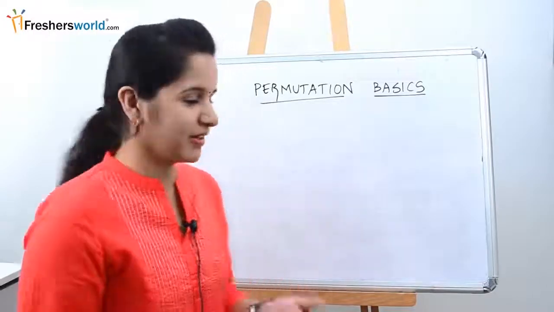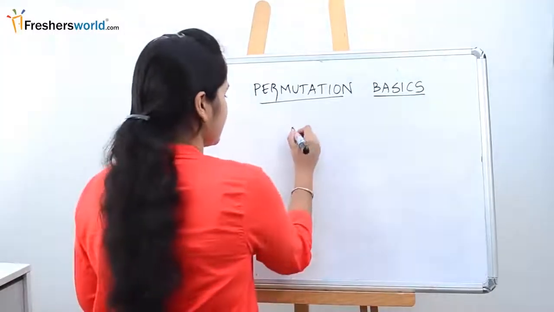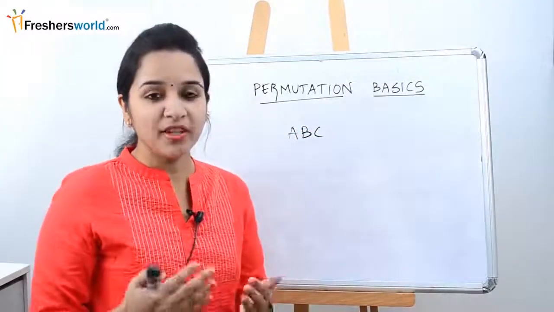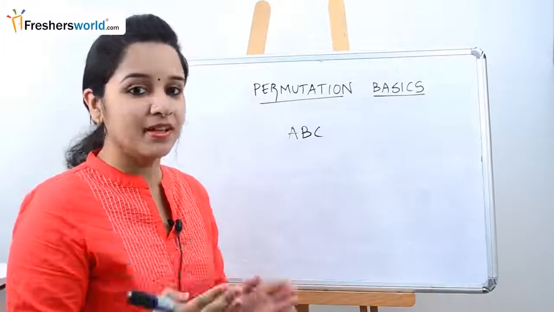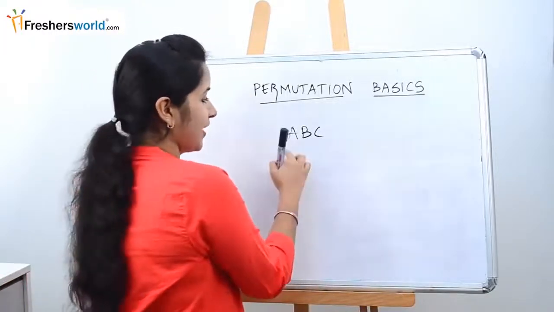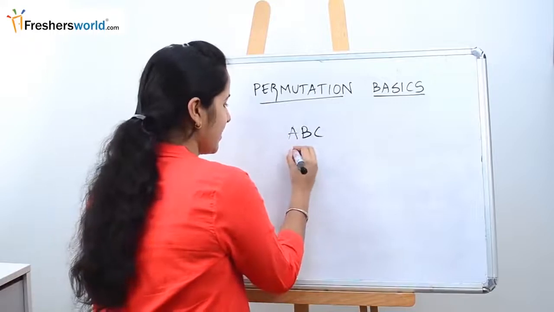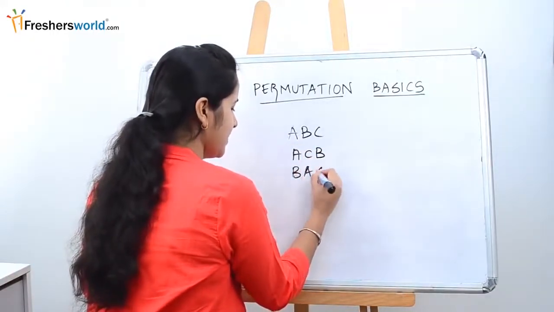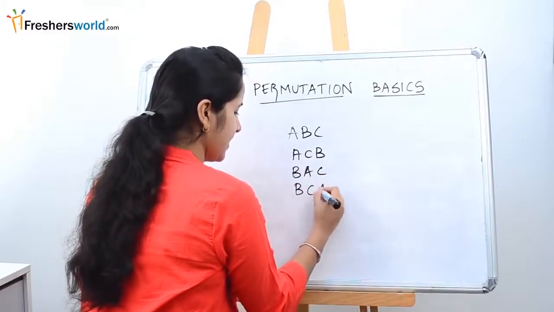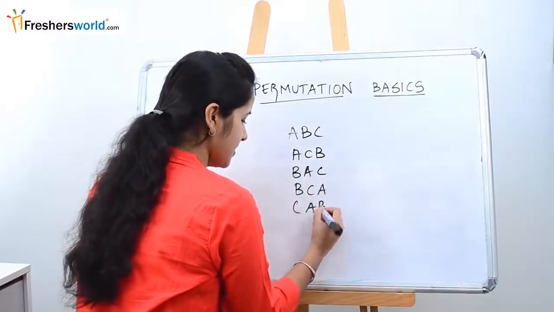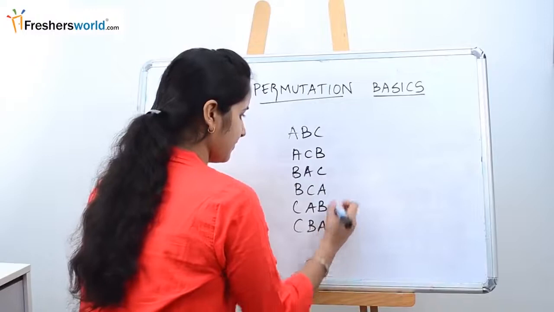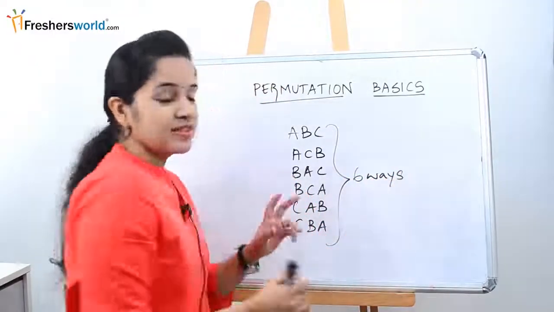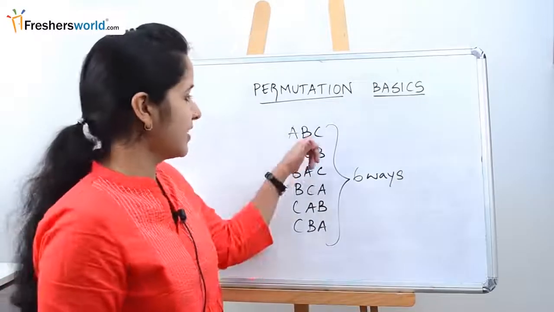Let's understand it better with an example. Let the letters be A, B, C. How many ways can A, B, C be arranged? One way to arrange is A, B, C. Another is A, C, B; B, A, C; B, C, A; C, A, B; C, B, A. So there are 6 ways of arranging these 3 letters.